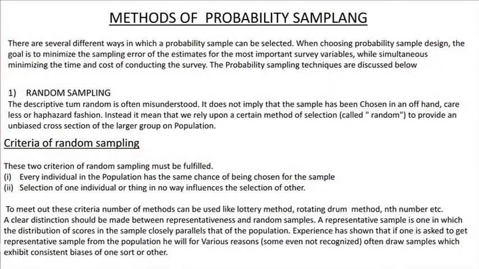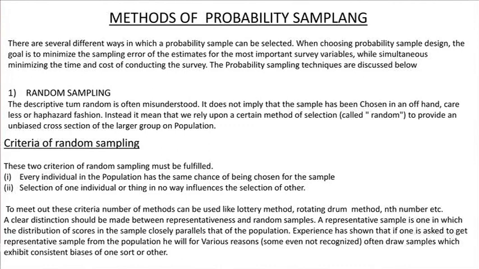Now, criteria of random sampling. These two criteria of random sampling must be fulfilled. I will explain them, and if these criteria are not fulfilled, then the sample will not be called random sampling. First, every individual in the population has the same chance of being chosen for the sample. Every person of the population has equal probability of being selected in the sample. If there are 5,000, number 1 can be chosen, number 2 can be chosen, and number 5,000 can also be chosen. Then every individual in the population has the same equal chance, equal probability. That is the first condition.